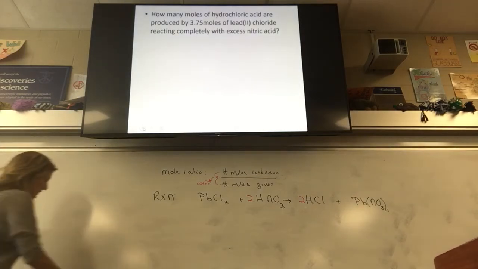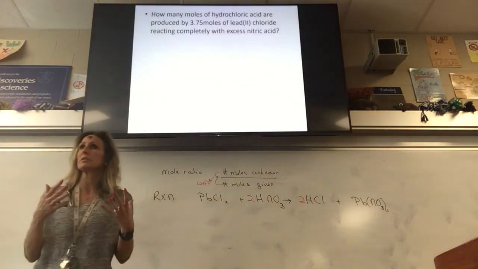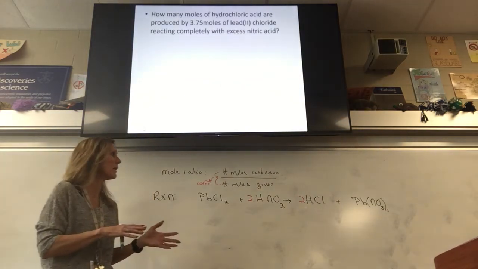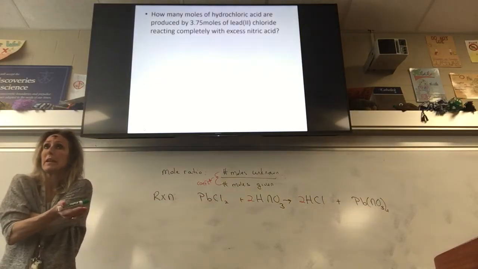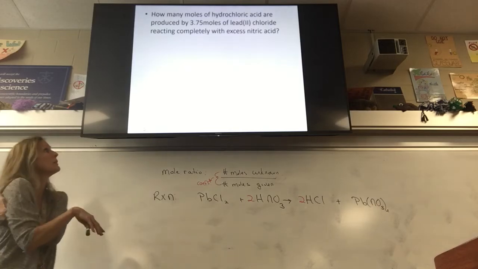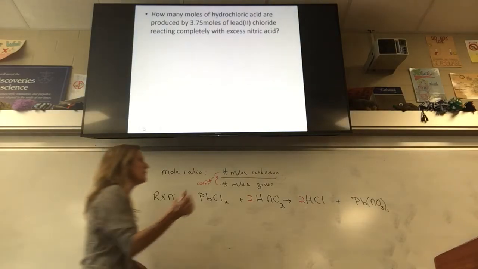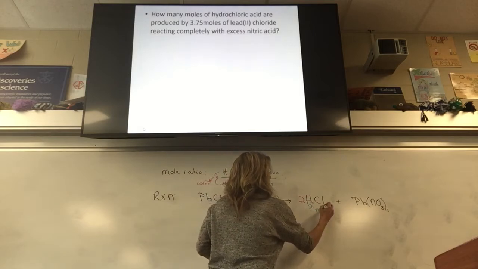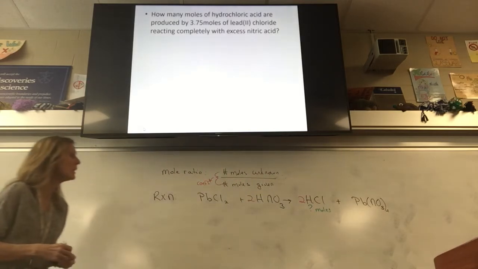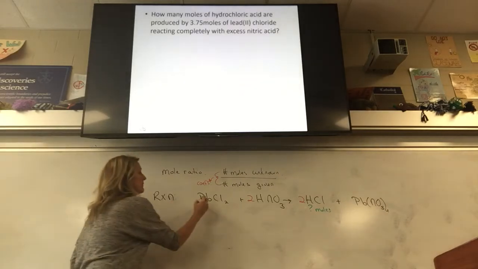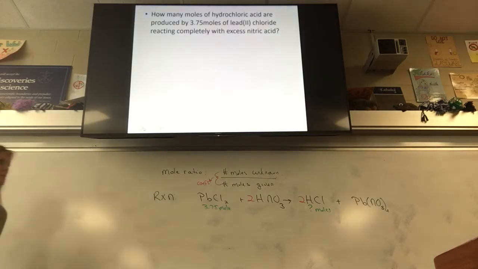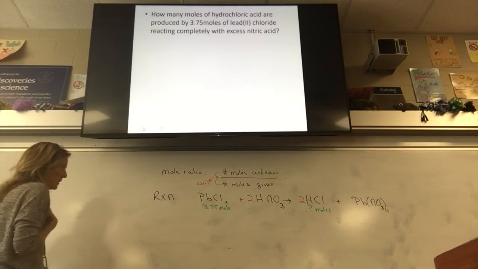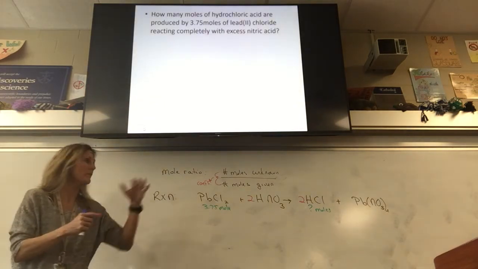Now the other thing I like to do, you don't have to do this, but I think it's easier to figure out how to set up the math part, is once I get my reaction written out and balanced, I like to go through and label what am I given, what am I solving for. So I'm solving for moles of hydrochloric acid, and I'm given 3.75 moles of the lead(II) chloride. So again, you don't have to do that, but I think it's helpful to know, okay, we've got our reaction written out.